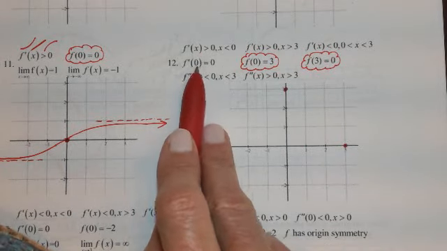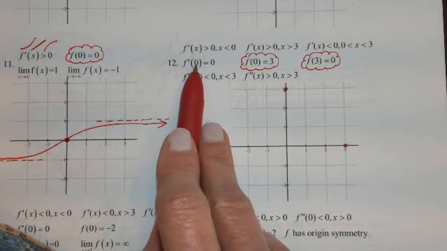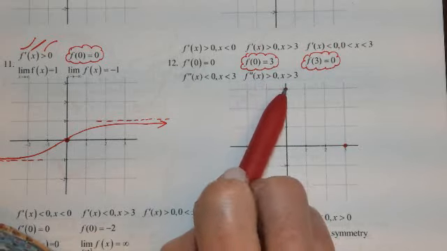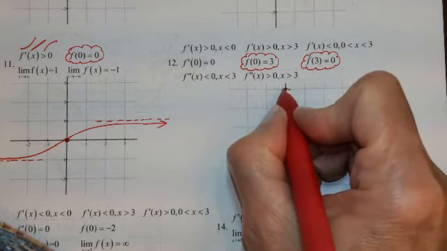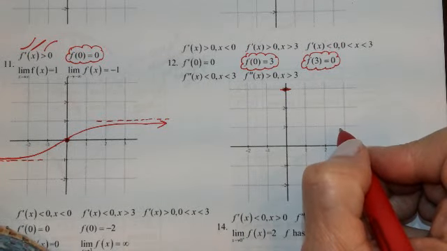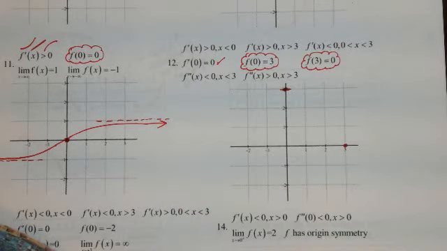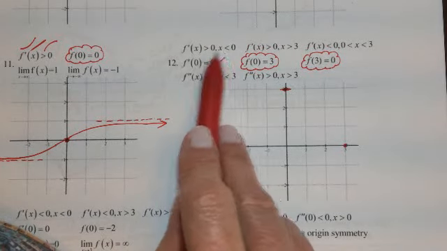F prime at 0 is 0. So at this point, f prime is 0. What does that mean? That means that right there we've got a flat spot. The tangent line is horizontal. So I've taken care of that. I like to check mark the things I've taken care of so I don't have to come back to them. Okay? All right.